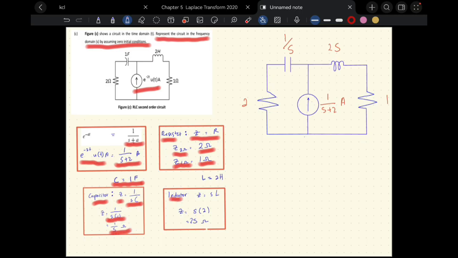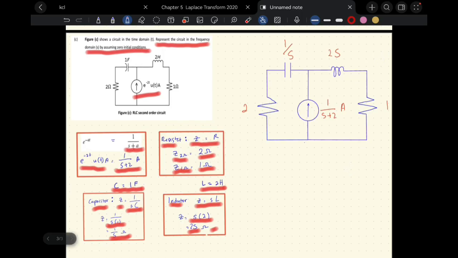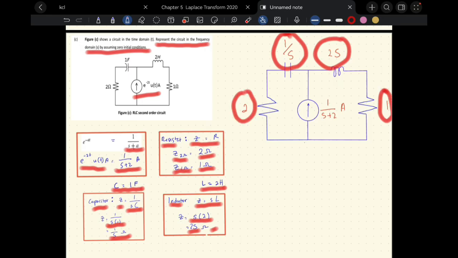For an inductor, the impedance is S times L. L is 2 Henry, so S times 2 is 2S ohm. So we convert into the circuit. The capacitor will be 1 over S, the inductor will be 2S. The 1 ohm resistor will be 1 ohm, the 2 ohm resistor will be 2 ohm, and the current source will be 1 over S plus 2 ampere.